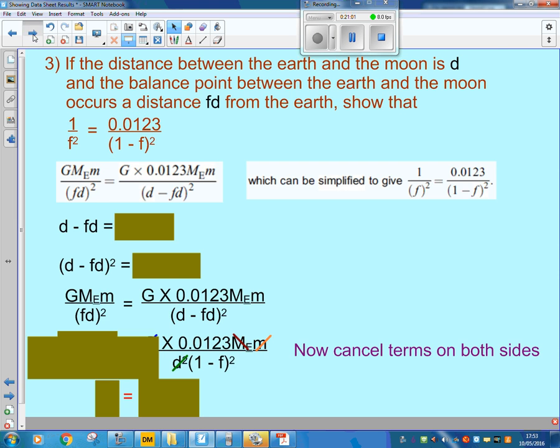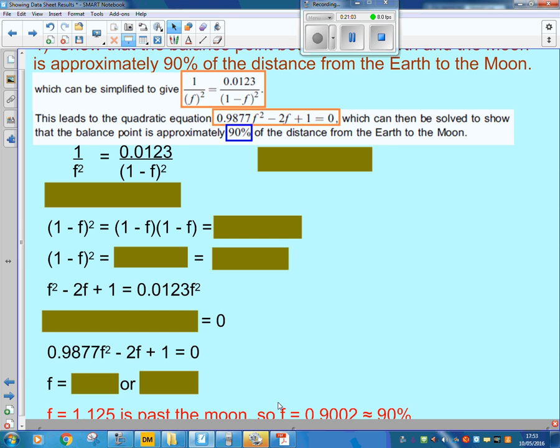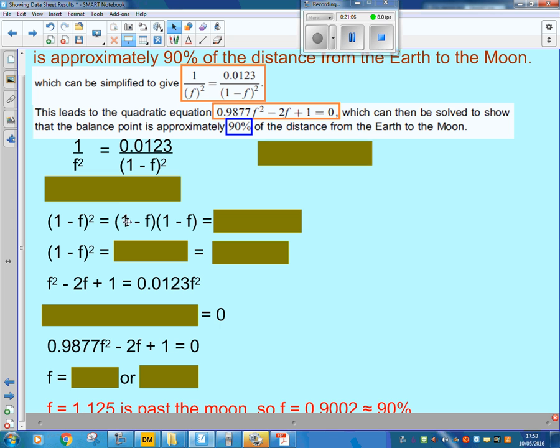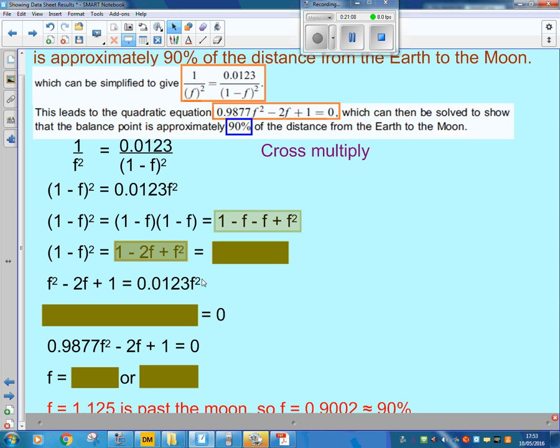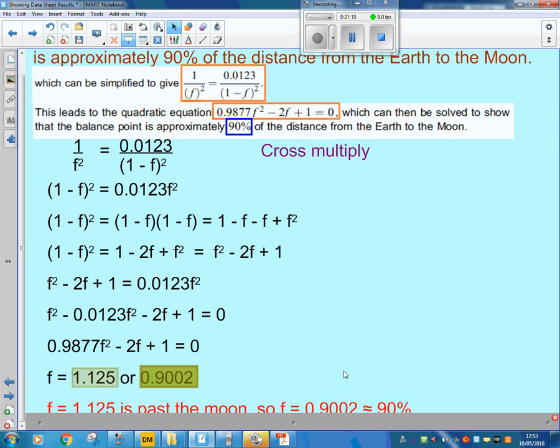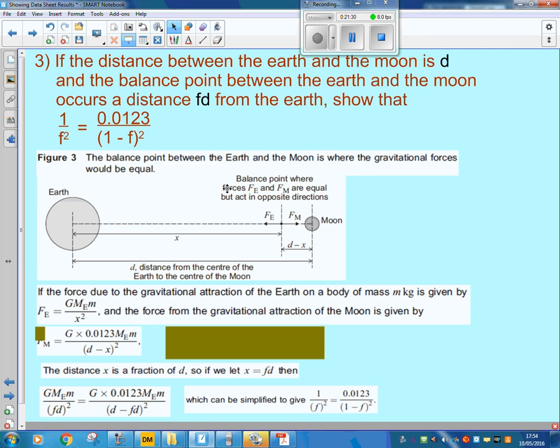So that one is past the moon, so we want f as 0.9002, and multiplied by 100 to turn it into a percentage, you get about 90%. So it's about 90% of the distance away, and so basically it's saying that this balance point is about 90% of the total distance from the Earth.